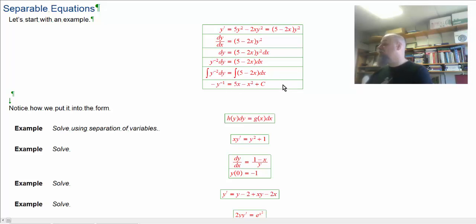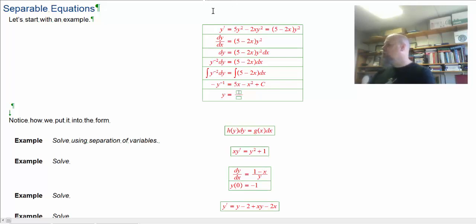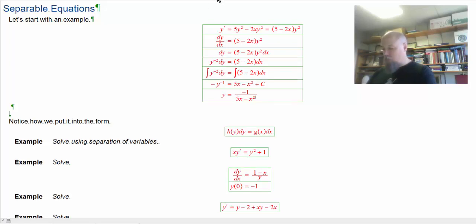Right now I've got the implicit solution because it's written as a function of x and y. The x's and the y's are all jumbled up together. If I wanted the explicit solution, I would solve for y. I would write y equals explicitly a function of x. So I guess in that case y is equal to minus 1 over 5x minus x squared, if I solve for the y. Now this is an explicit solution.